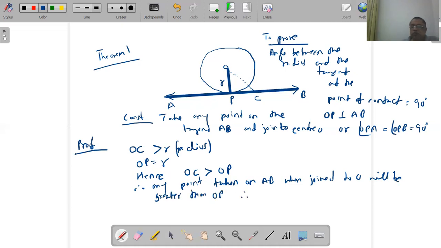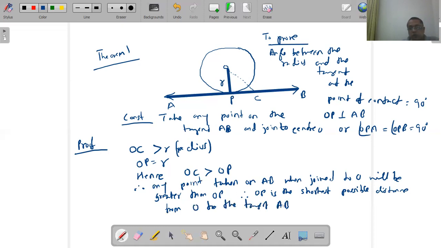So hence what is the conclusion? That OP is the shortest possible distance from O to the tangent AB. Okay, OP is the shortest possible distance from the center of the circle to the tangent AB. And what is the shortest possible distance? It is always a perpendicular. Therefore, OP is perpendicular to AB.